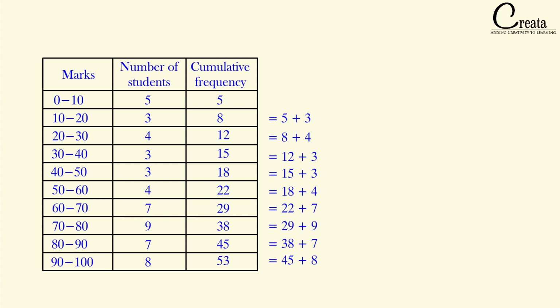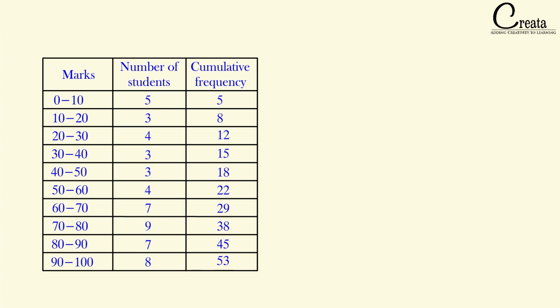Here the last term we got is 53, that is the total of the frequency. If you add all the frequency data, it will be the last term of the cumulative frequency, that is the addition of all the frequencies. Now my question is, in which range will our median lie? You can observe all these ranges.